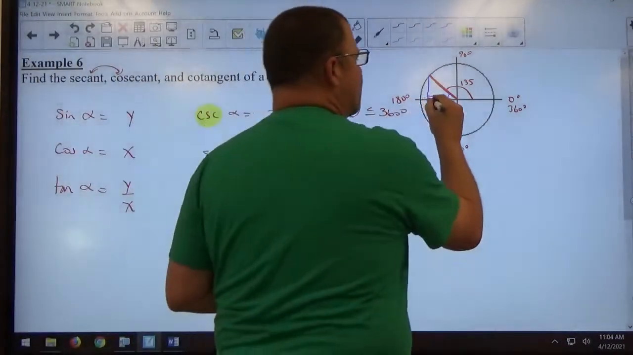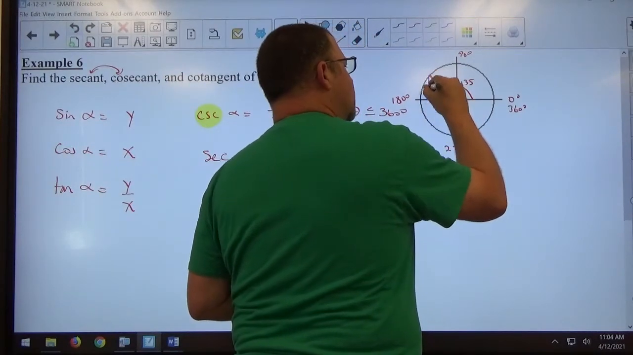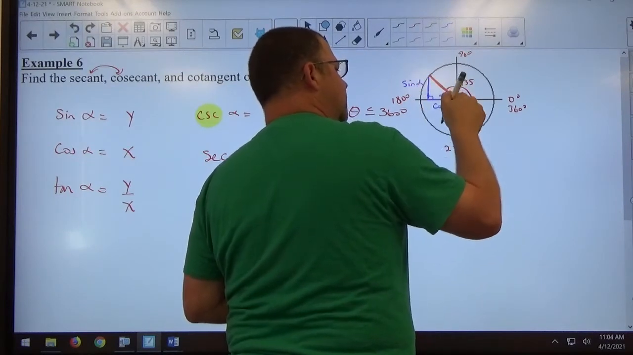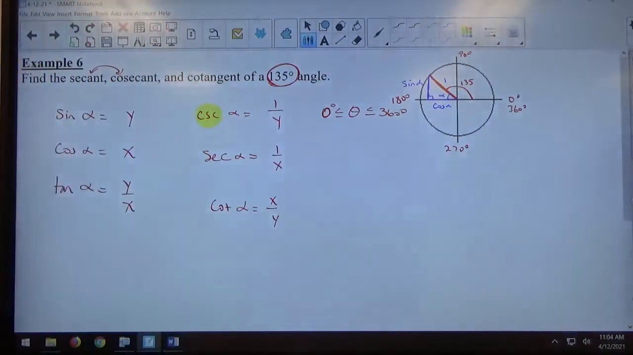Remember that this horizontal segment represents cosine of alpha. This vertical segment represents sine of alpha. The radius is always 1 because we're in a unit circle.